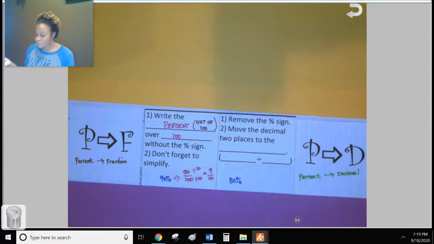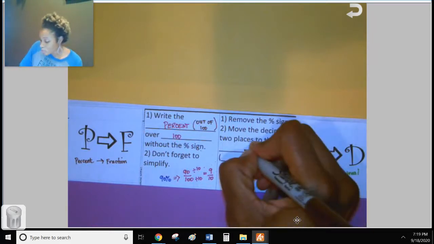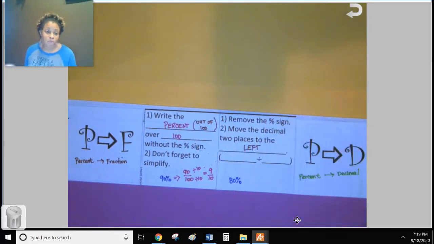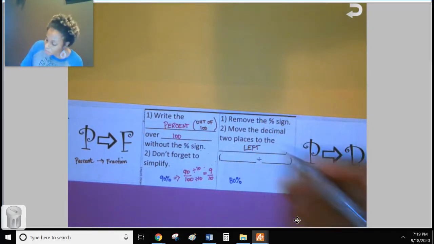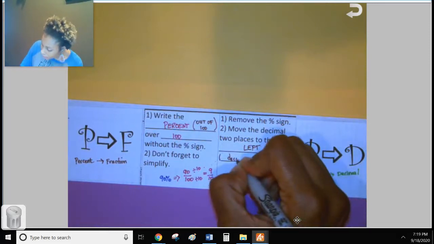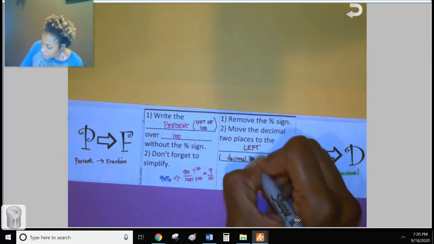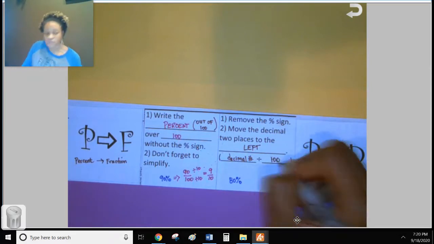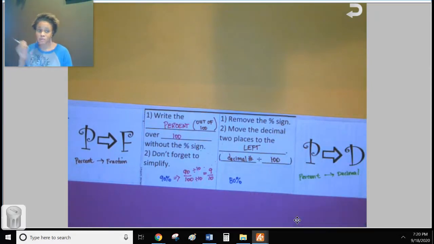All right, percent to decimal. Number 1, remove the percent sign. Number 2, move the decimal place 2 places, this time to the left, to the left, to the left, to the left. When you move it to the left, it's like dividing the decimal number by 100. So when we move it to the right, it's multiplying. And when we move to the left, it's dividing.